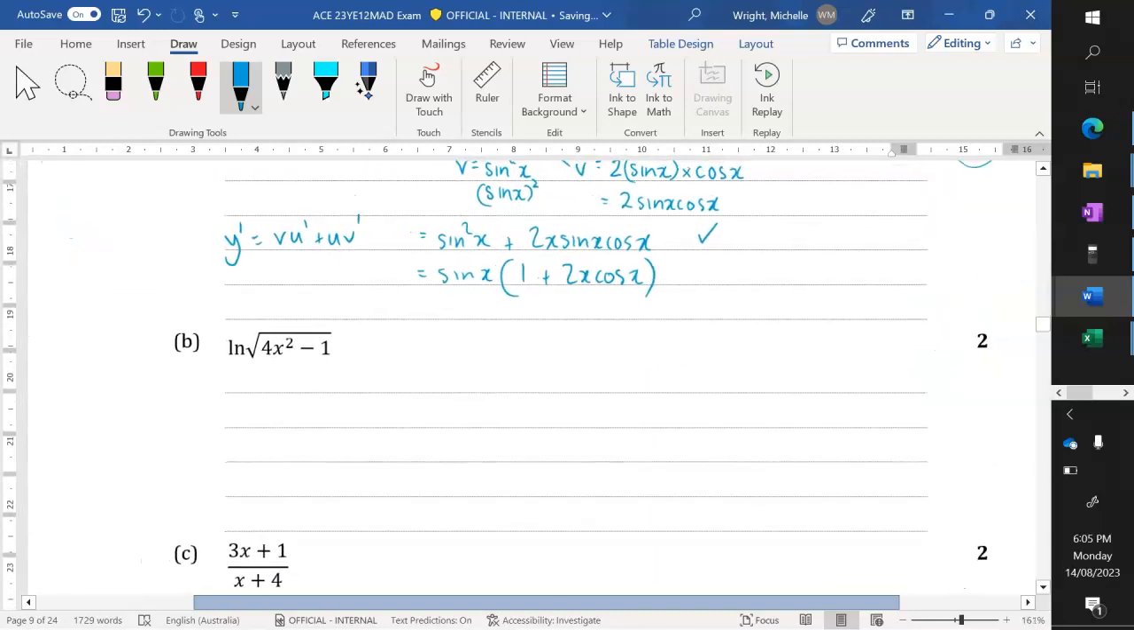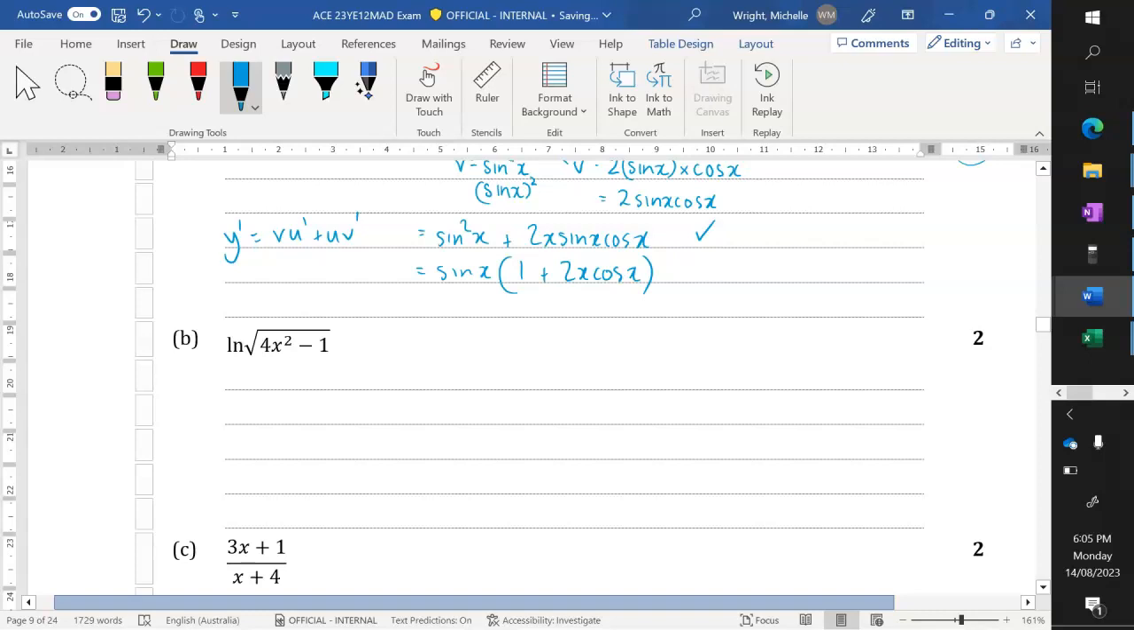Okay, this one here. Also not done particularly well. So if that's our y, what have we got? It's also equal to log of 4x squared to the minus 1 to the half. That was step 1. Okay, so in order to get you 2 marks, you need to get it correct. In order to get 1 mark, you needed to use the log law for differentiation correctly.